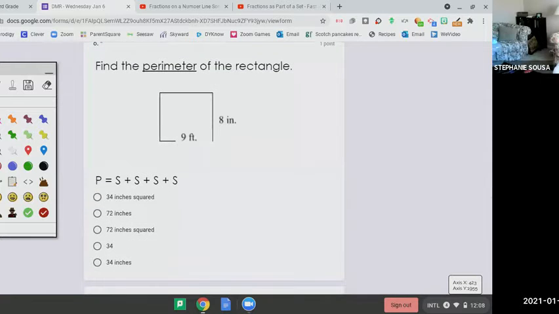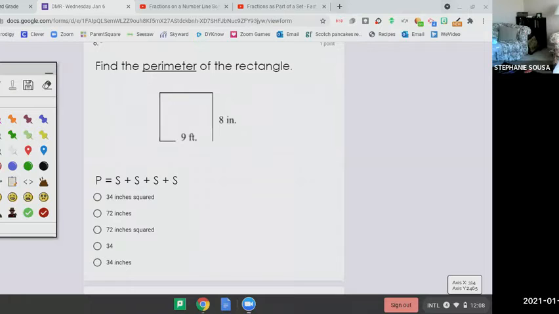Now we're looking at the same rectangle, and we're finding the perimeter this time. So we're going to add the side plus the side plus the side plus the side. So we're going to take this 9, and we know if this side is 9, then the opposite side is also 9. 9 plus 9 is 18. Then I'm going to take the 8, and if the right side of my rectangle is 8, the left side also has to be 8, and that is 16.